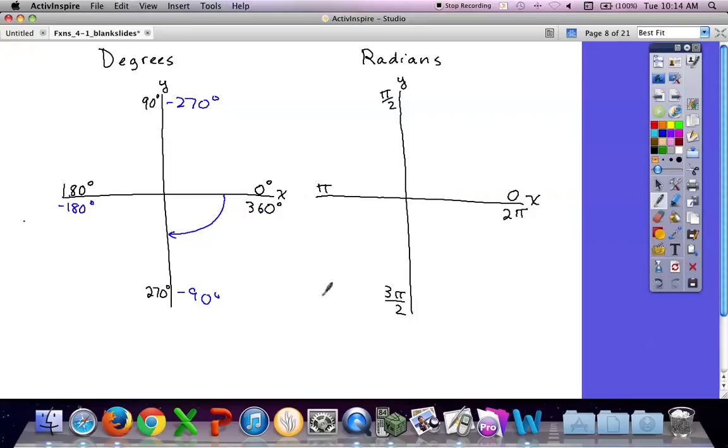Again, if I did them as negative angles, then what would this one be here? Negative pi over 2, right? If that's positive pi over 2, that's negative pi over 2. And this one would be negative pi. And this one, go all the way around, negative 3 pi over 2.